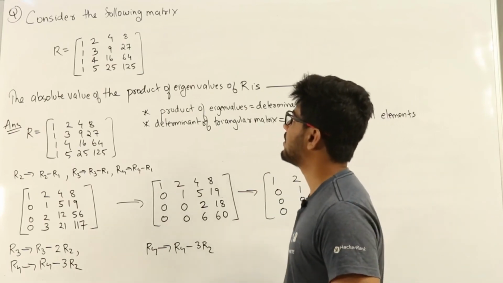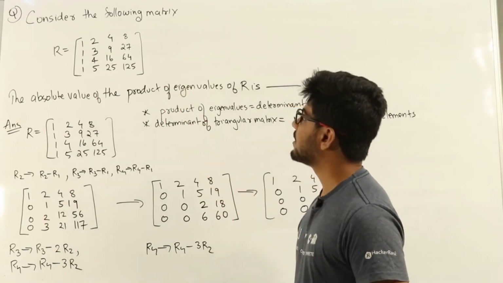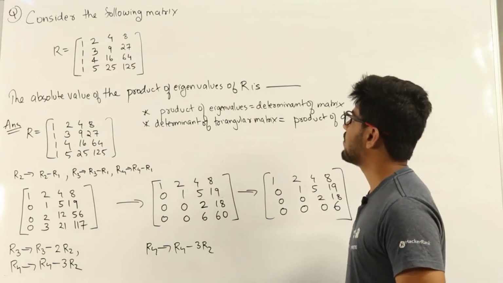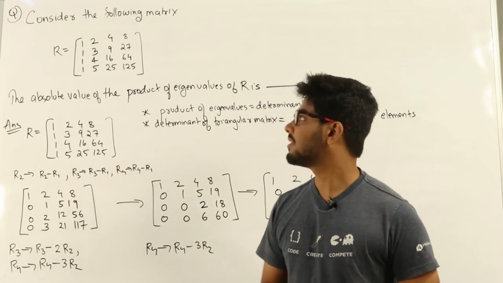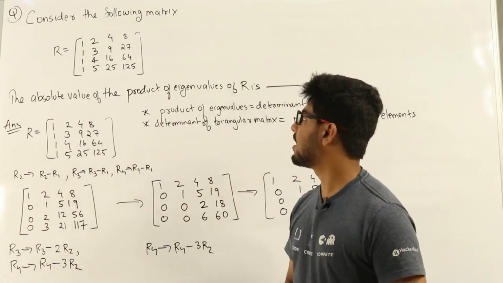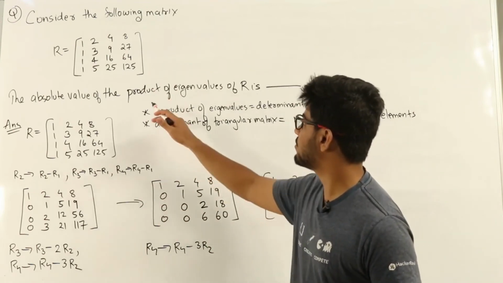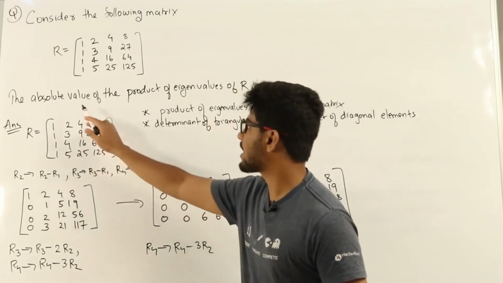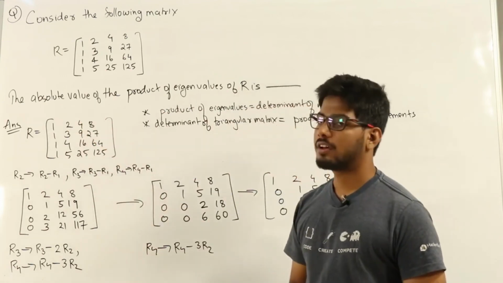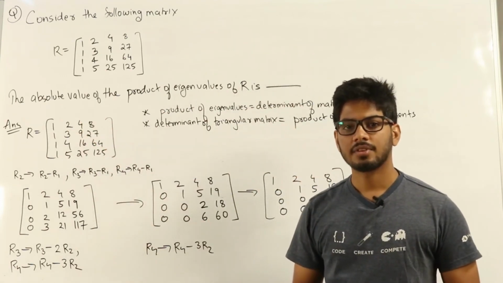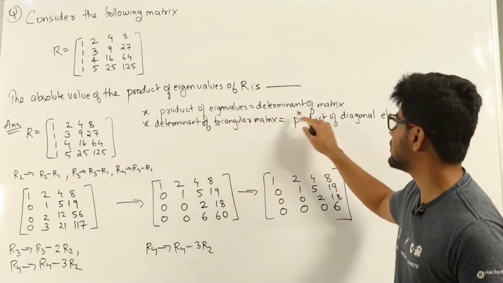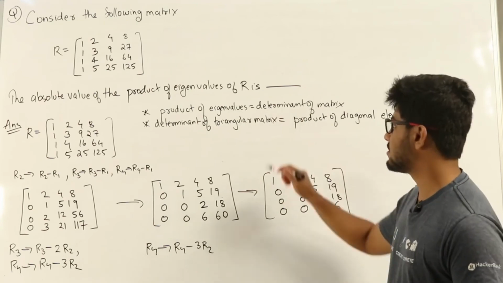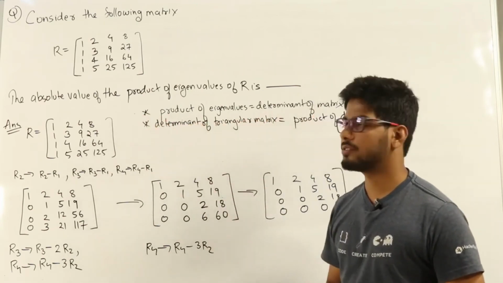Consider the following matrix R given here. The absolute value of the product of eigenvalues of R is dash. This is a question from linear algebra. They have given us this particular matrix R and we need to find out the product of eigenvalues of the matrix R, the absolute value of the product. Now if a matrix is given, the product of the eigenvalues of that matrix will be equal to the determinant of the matrix. This is a property which we learn in linear algebra.